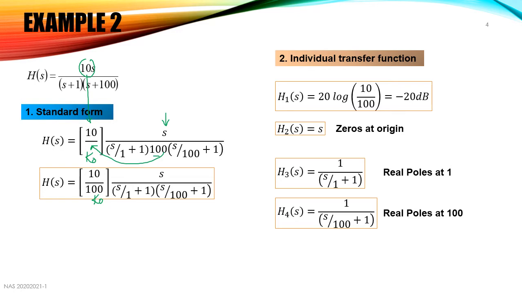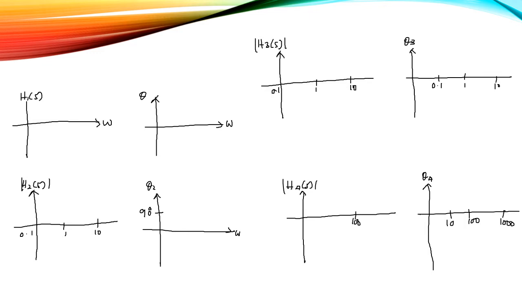Followed by the third component, you have real poles at 1. Although it is crossing at 1, it is not equal to poles at origin, because when you have poles at origin, the equation will be 1 over s only. Next you have the fourth component, s divided by 100, so you have poles at 100. Now let's sketch the individual components.